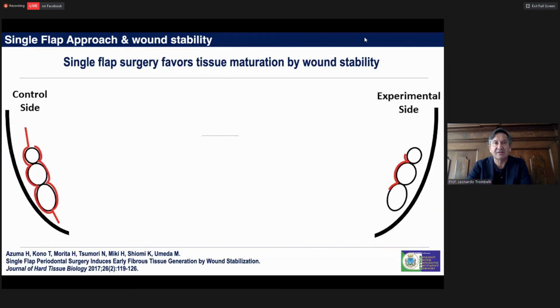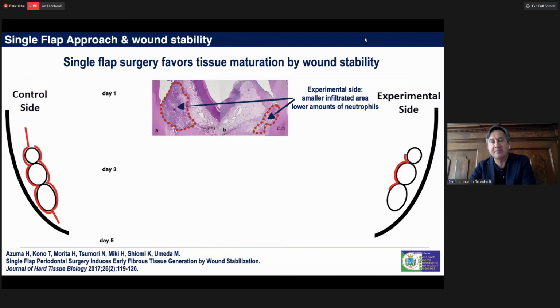As you will see here, this Japanese group compared wound stability in the early phase when they elevated a double flap on the control side with when they elevated just a single flap. To cut a long story short, at day one the experimental side showed a smaller infiltrated area with respect to the control side, the double flap side.